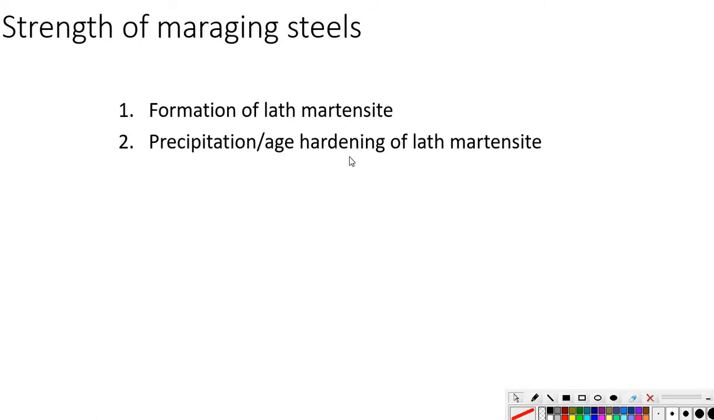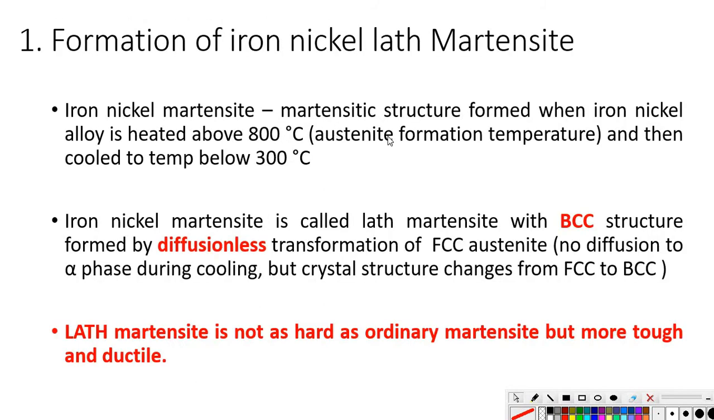First one is the formation of lath martensite, and second one is the precipitation of intermetallic particles in the primary phase. Those are the two reasons for the development of strength and hardness in the maraging steel. For the first, I already discussed how this lath martensite is formed. The iron nickel martensite structures form when the iron nickel alloy is heated to 800 degrees Celsius. So I already discussed that.